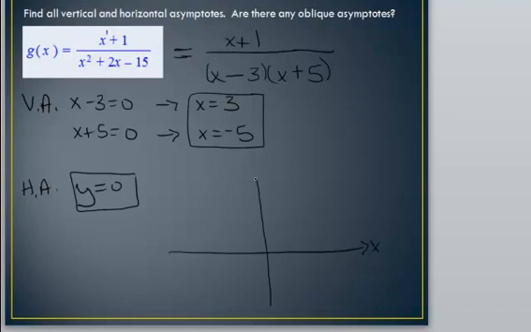If you were to try to graph this one, you would have 1, 2, 3. You would have a vertical asymptote here. You would have a vertical asymptote here. And along the x-axis, you would have a horizontal asymptote. Are there any oblique asymptotes? Well, that happens when this degree is 1 more than this degree, and that's not the case. So oblique asymptotes, there are none.